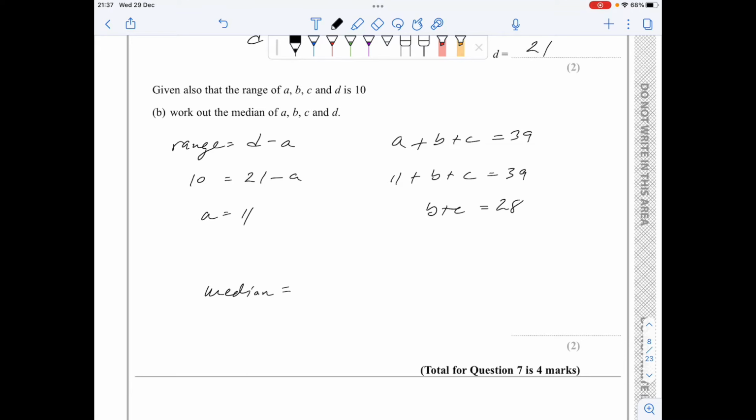since I've got an even number of terms, it's the average of the middle two, so that's the second plus the third over 2. The second and the third are B and C, so this will be 28 over 2, which will give me 14.